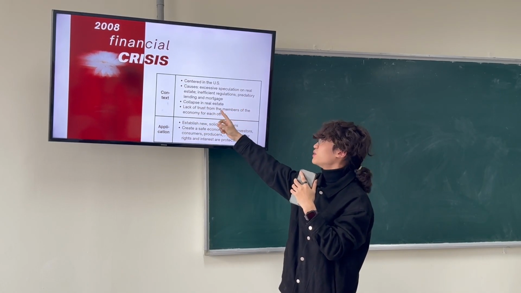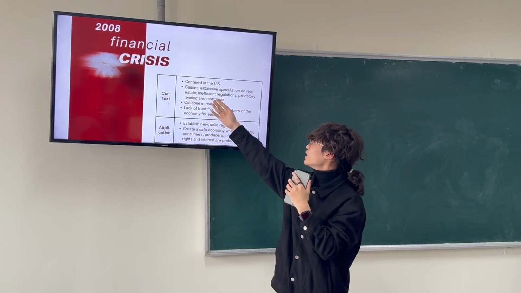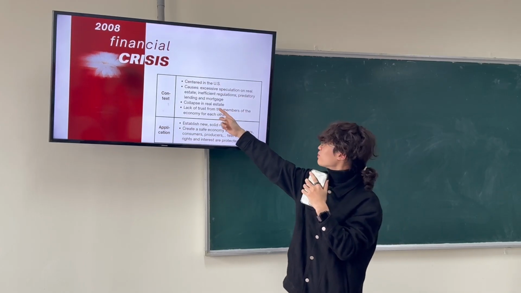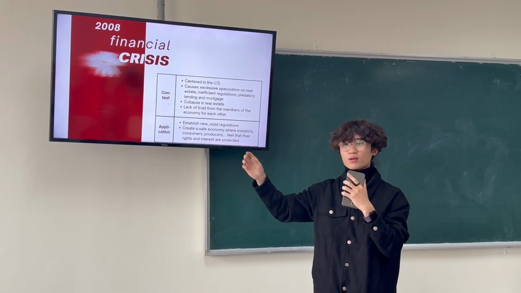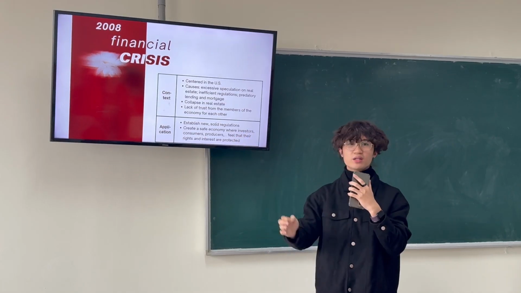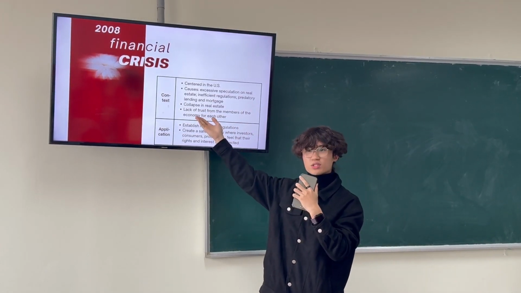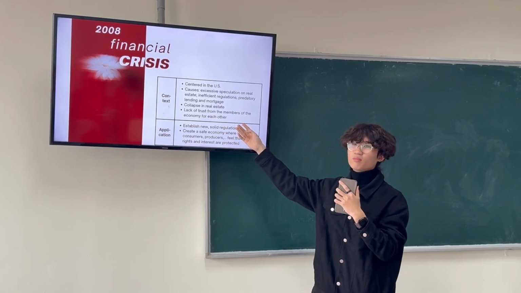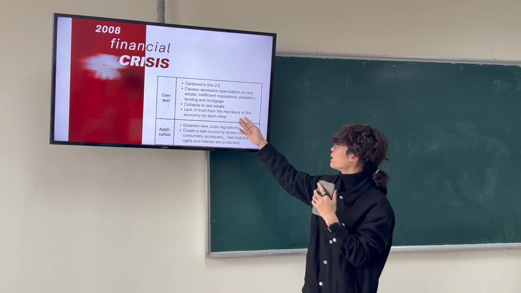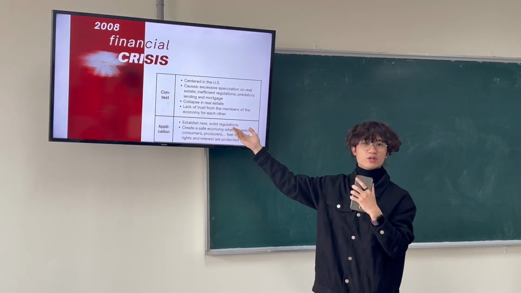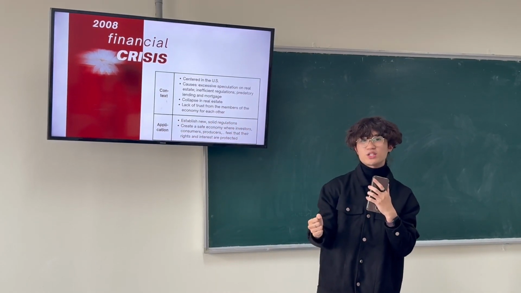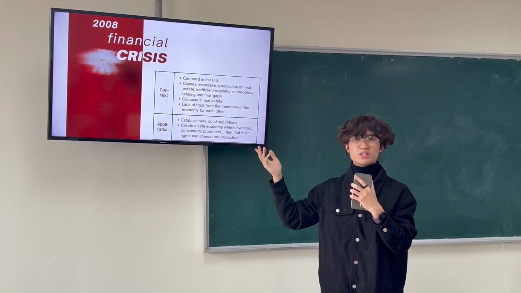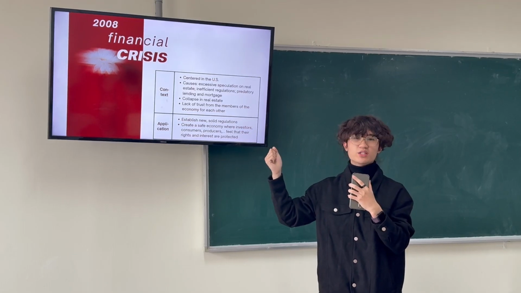Another cause can be said to be inefficient regulations, which allowed predatory lending and mortgages to roam freely. And the result of this, and the most important and grave consequence of all, is the lack of trust among members of the economy. The investor cannot trust the sellers of real estate properties as the price fluctuates too much.